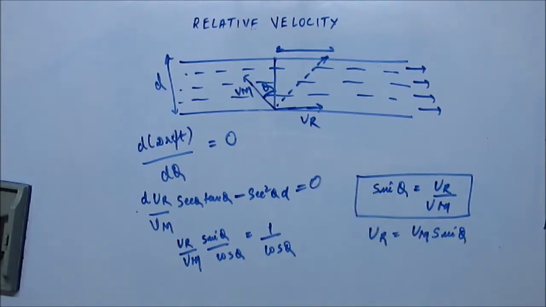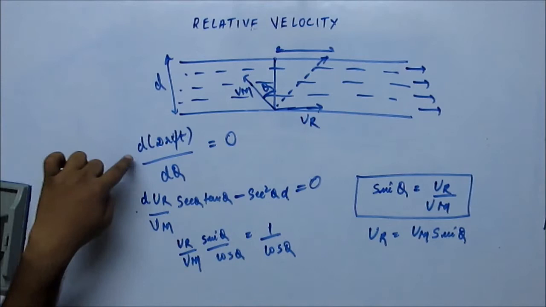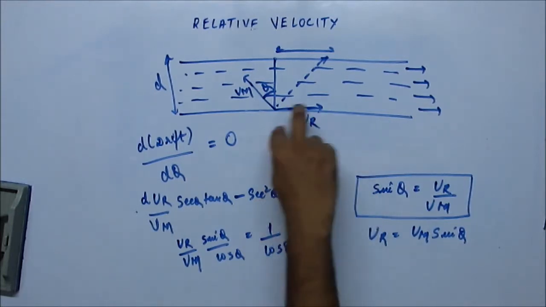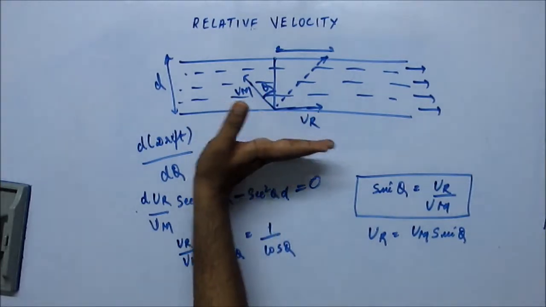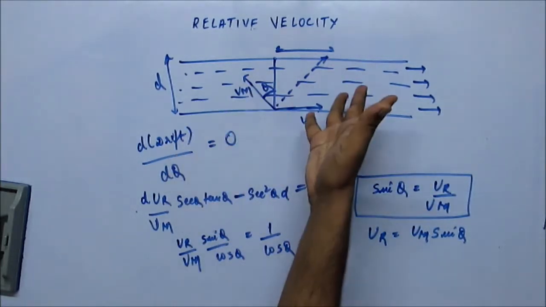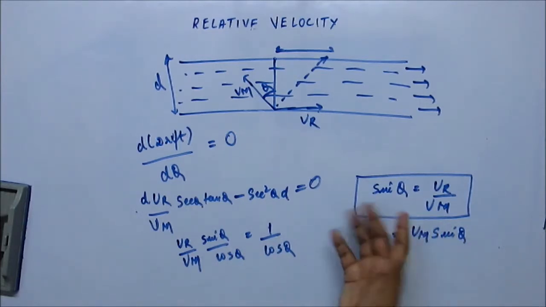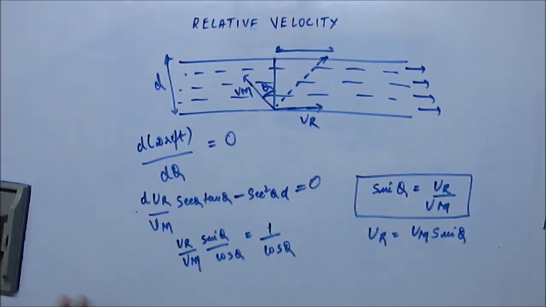This should be the condition for minimum drift. We have just differentiated the function and made it 0. The theta which will satisfy this, that the differentiation of that function would be 0, at that theta the function would be minimum or maximum. In this case it won't be maximum because drift maximum could be infinite. If you jump right in this direction, you will never reach the opposite bank and the drift would be infinite. So this is not the condition for maximum drift. This is the condition for minimum drift. So minimum drift would occur when sin theta is equal to VR upon VM, or theta is sin inverse VR upon VM.